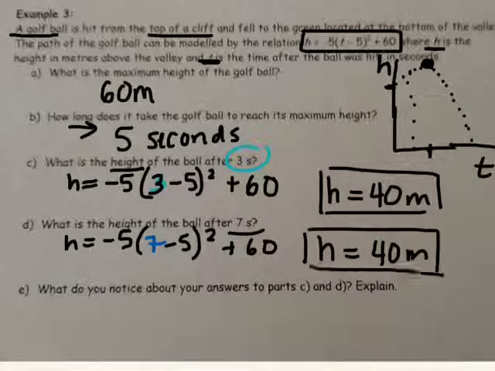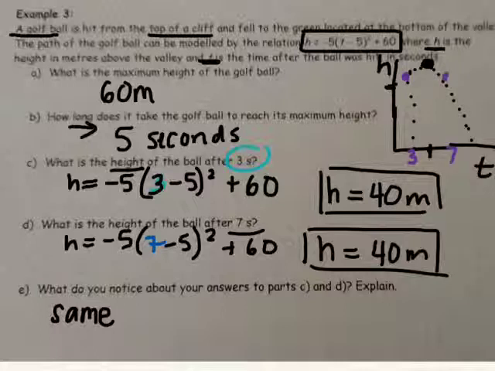What did you notice about your answers for C and D? Why do you think they're the same? I want you to think of this: at 3 seconds, the ball reaches a height of 40 meters around here. After 7 seconds, it reaches the same height. Parabolas are symmetrical. What goes up must come down, right? There are 2 points on every parabola that will have the same y value. They'll have the same height.